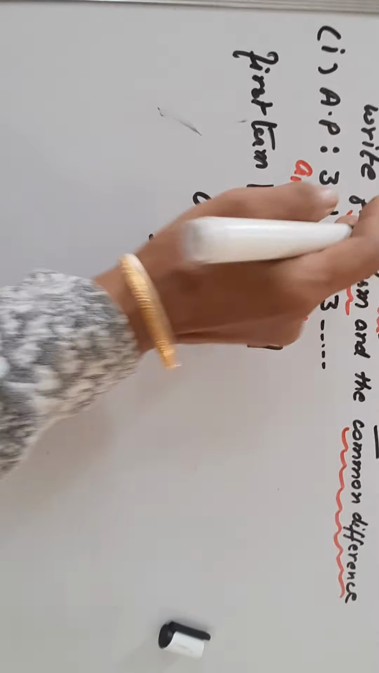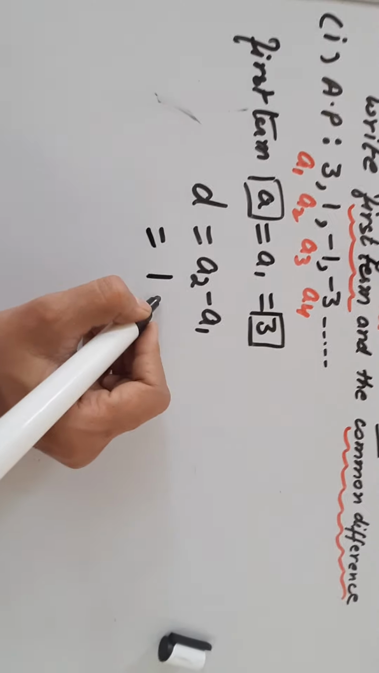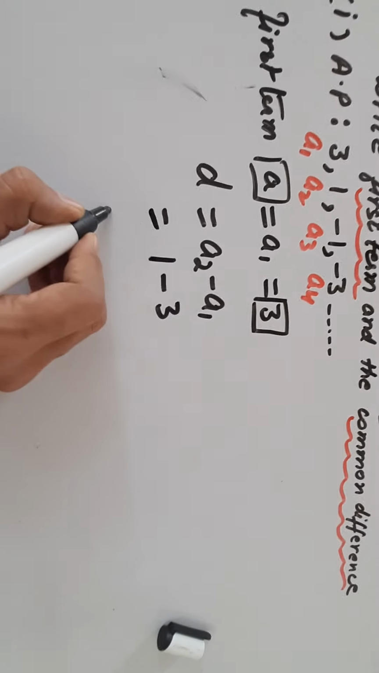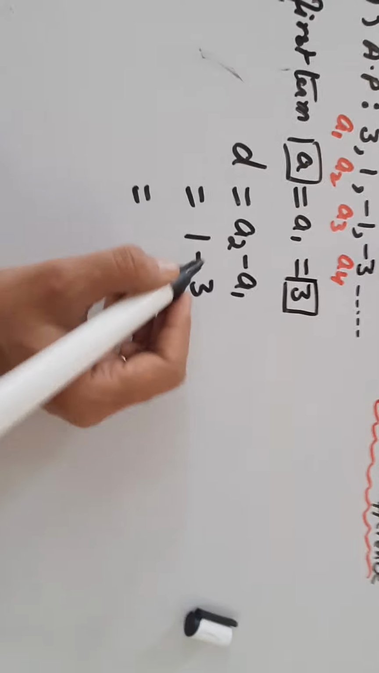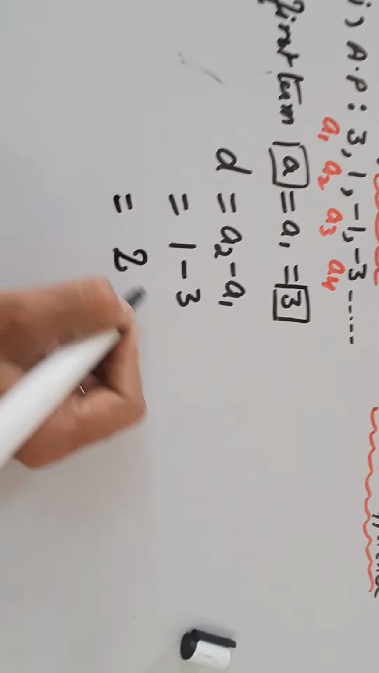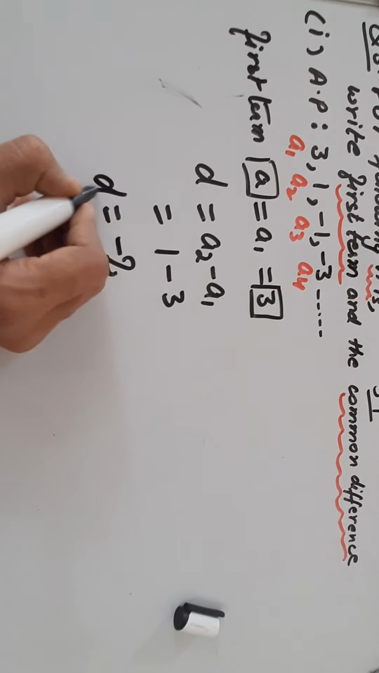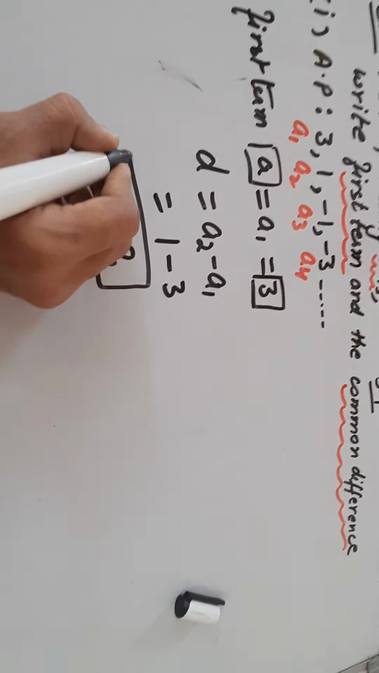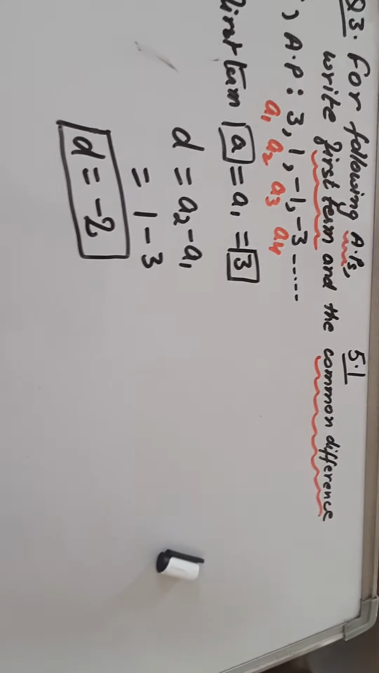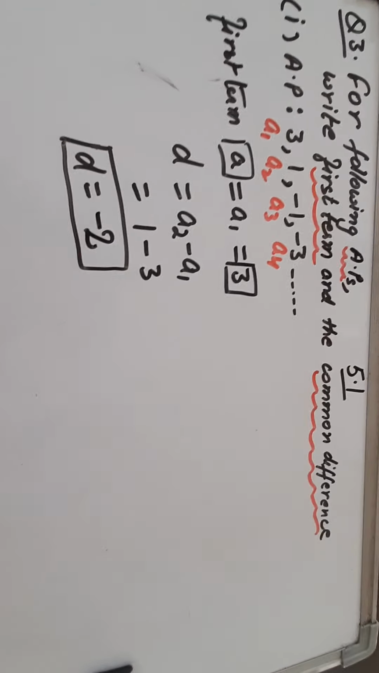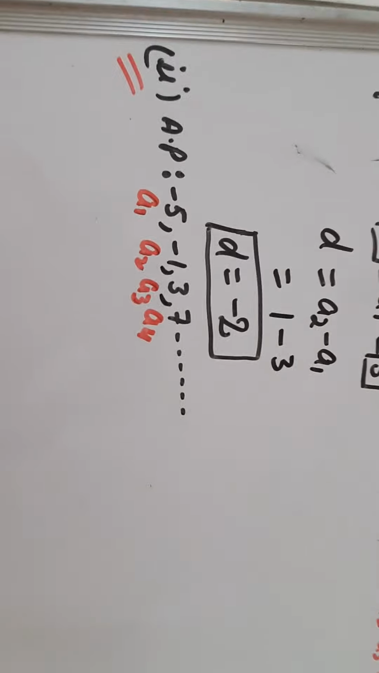So what is A2? A2 is 1. Then minus, of the formula, A1 is 3. So plus minus minus, 3 minus 1 is 2, but the greater number is of negative sign, so D will be negative. So D is equal to minus 2. So similarly, dear students, I hope you will be able to do the remaining parts also. So let's quickly solve them.